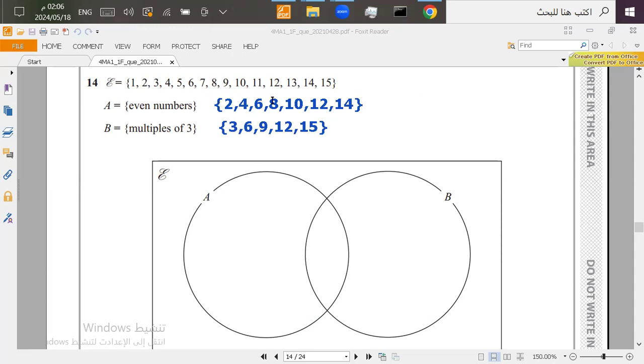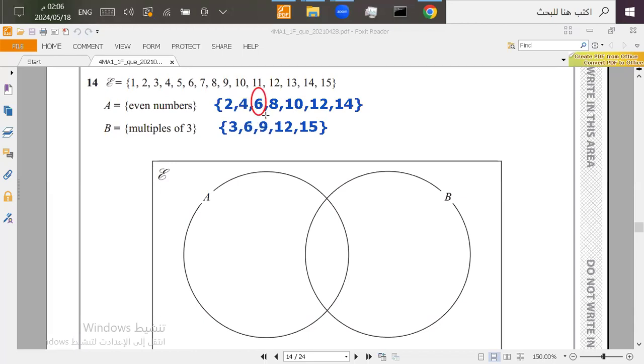First, let's take a look at the numbers in common between this group and this group. Okay. So the even numbers: 2, 4, 6. So we have the 6 here. And then 8, 10, 12, 14. These are the numbers here. And then multiples of 3: 3, 6, 9, 12, 15. Now we have a number in common, which is the 6 here.